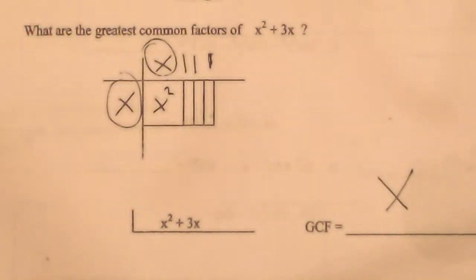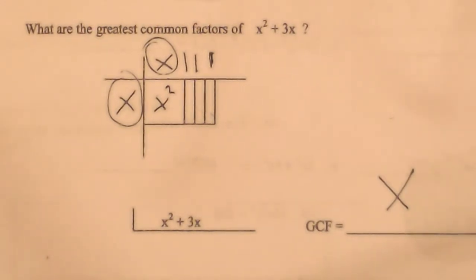So that's the GCF of x squared plus 3x. If you need to pause to understand and absorb it, then do so. If not, we're going to move along.